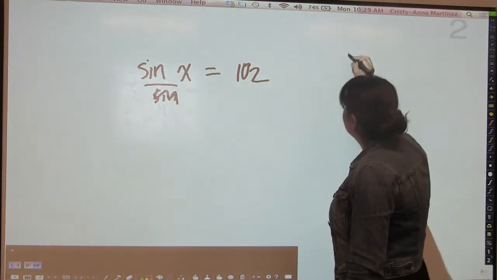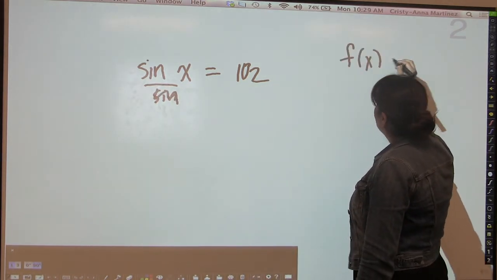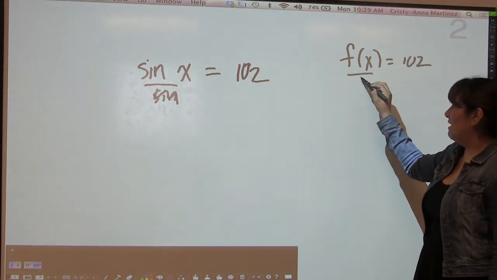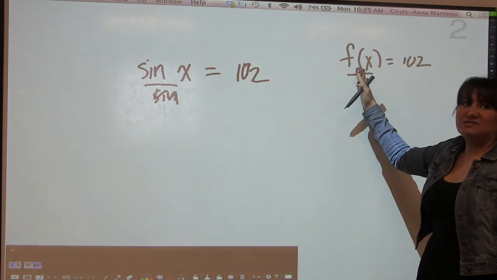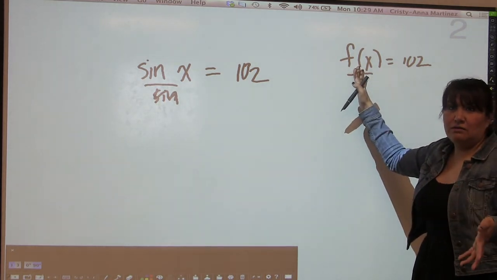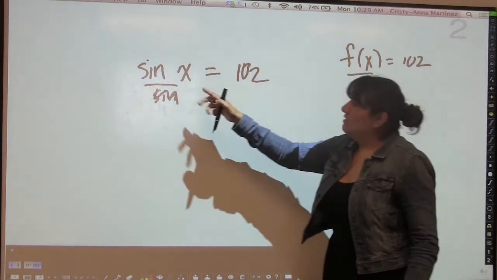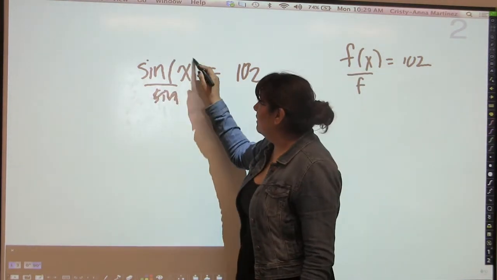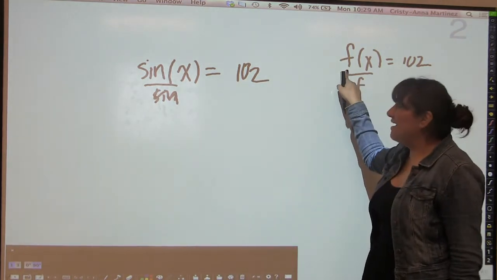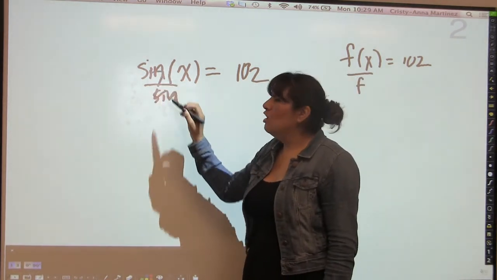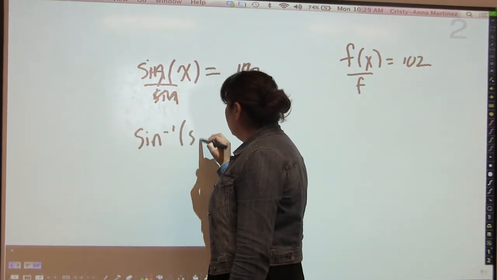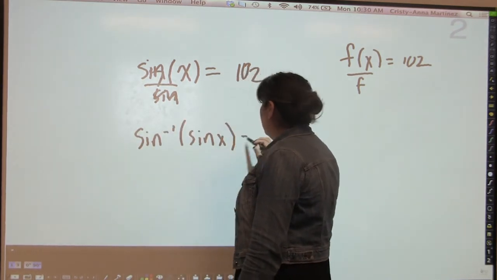That's like saying f of x equals 102, and I'm trying to find x, and you tell me to divide by f. Is that f times x? No. So dividing by f is like the stupidest thing on the earth, right? So this is not times. This is sine of x. Sine is the name of the function. So you can't divide by sine. This is not how it works. What you can do is take the inverse of the sine on both sides.